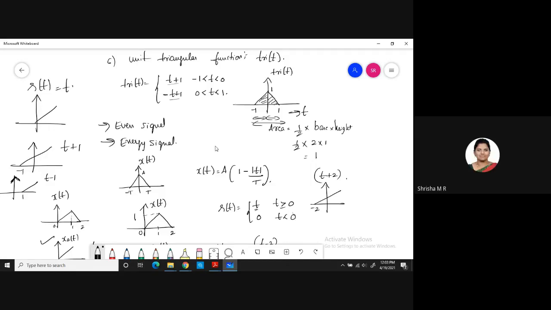Clear? So the triangular function is represented as tri of t. It is t plus 1 from minus 1 to 0, the equation is equal to t plus 1. And the equation from 0 to 1 is minus t plus 1. Okay? So the area of this is 1, so it's the unit triangular function. It's an even signal, it's non-periodic, and it's called an energy signal. So we calculate the energy of that signal, and we get energy as 2 by 3 joules. Is it clear, guys? Following?